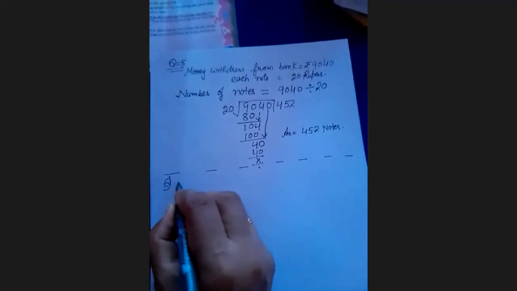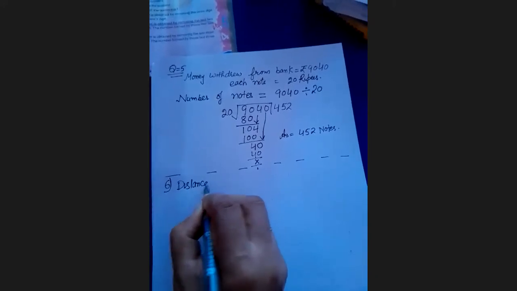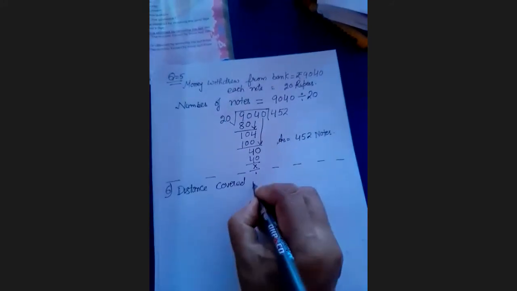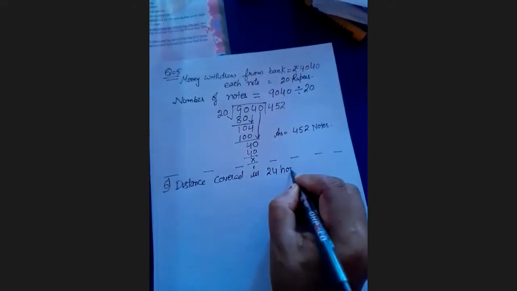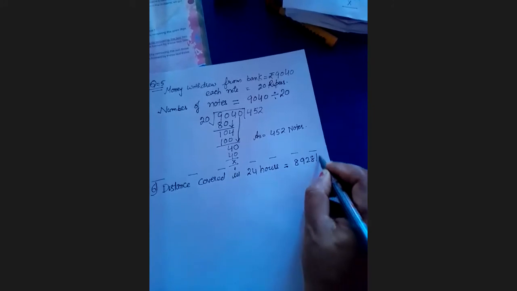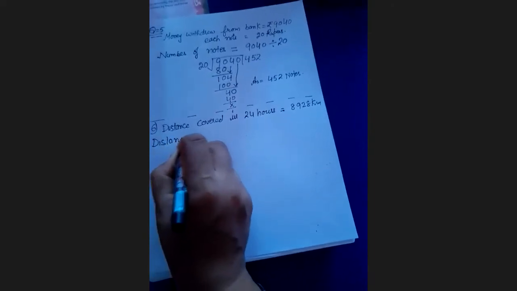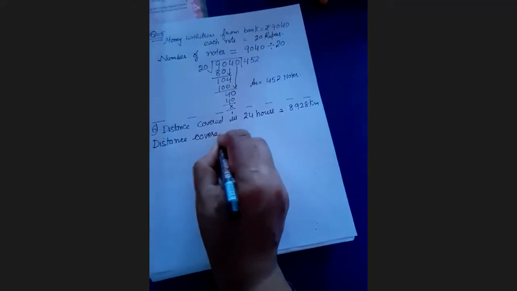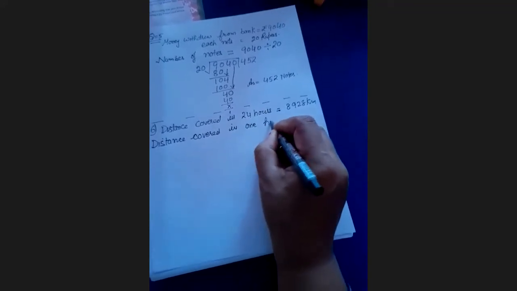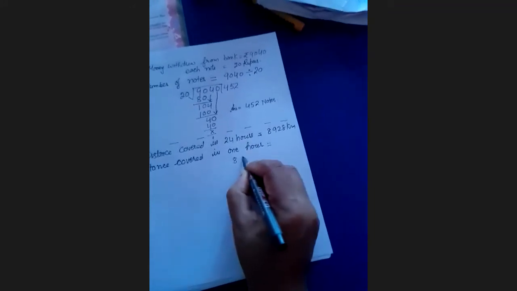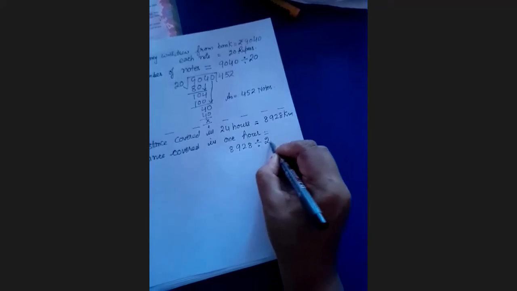Now arrange this statement: distance covered in 24 hours is 8,928 kilometers. Now, distance covered in 1 hour is 8,928 divided by 24. Yes, friends, now 8,928 divided by 24.